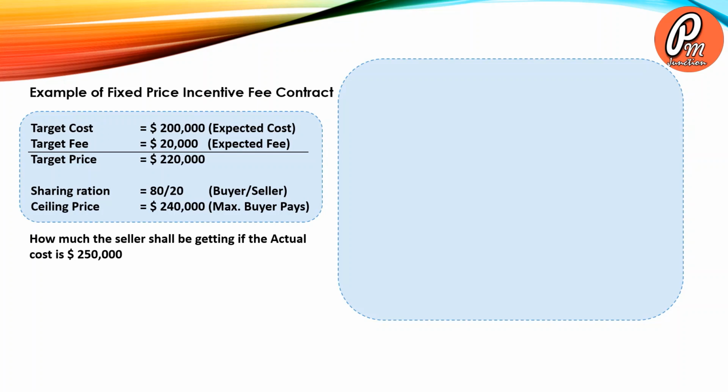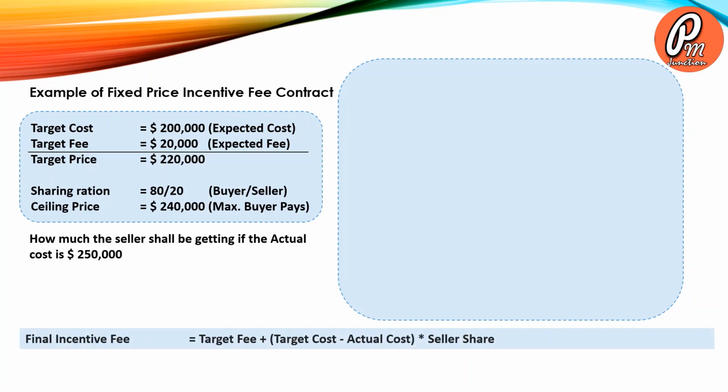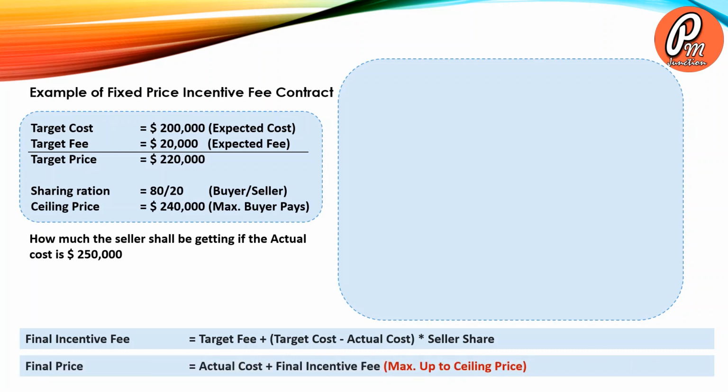Now the question is how much the seller shall be getting if the actual cost is $250,000. The first formula is: final incentive fee is equal to target fee plus target cost minus actual cost, multiplied by the seller share ratio. And the formula for calculating final price is equal to actual cost plus final incentive fee, and that is maximum up to ceiling price.